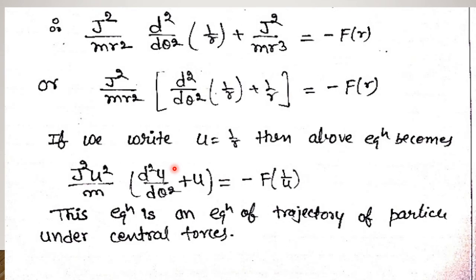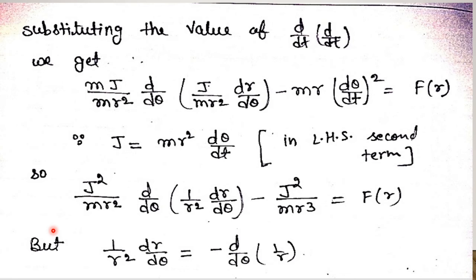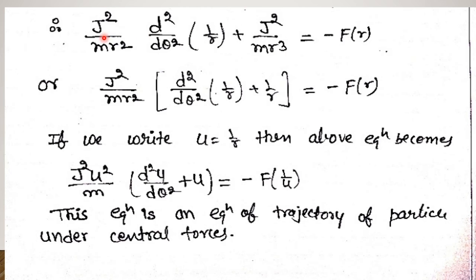When we put this term it will be minus and this term will be minus, so we can write both the terms in plus form, and this one in minus form. Now the equation becomes (J²/mr²) d²/dθ²(1/r) + 1/r = −f(r).